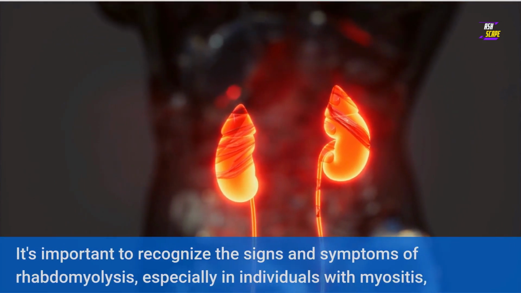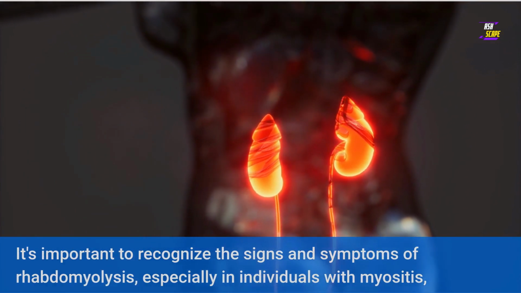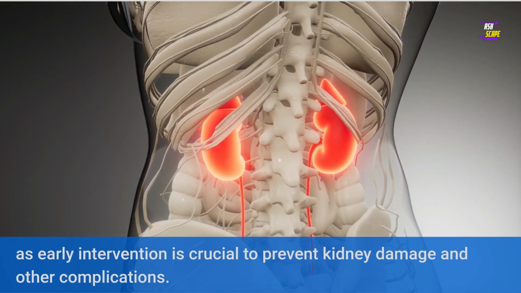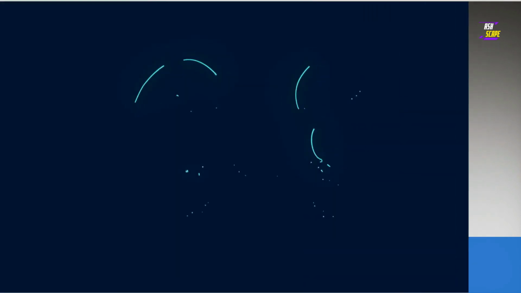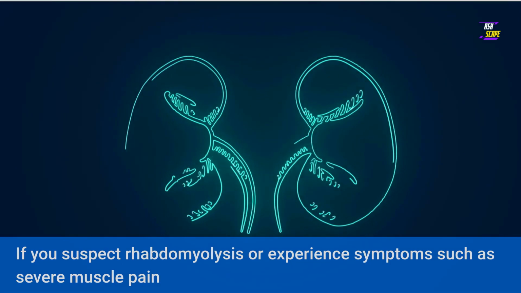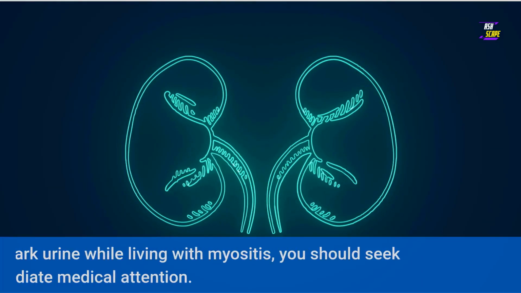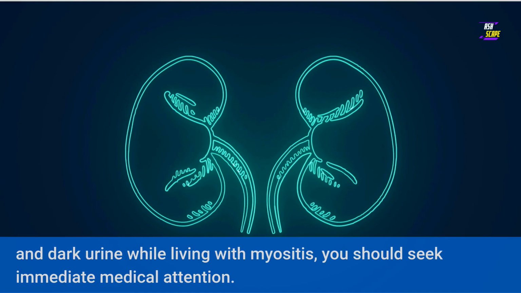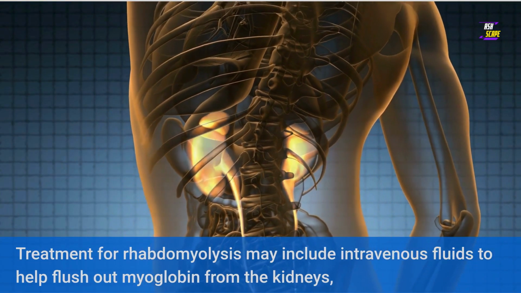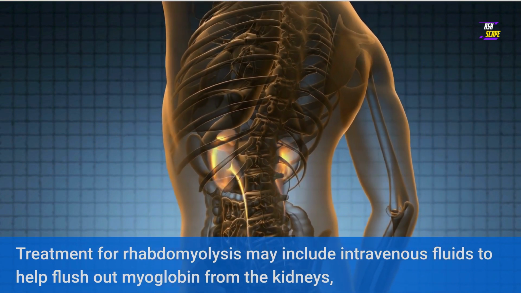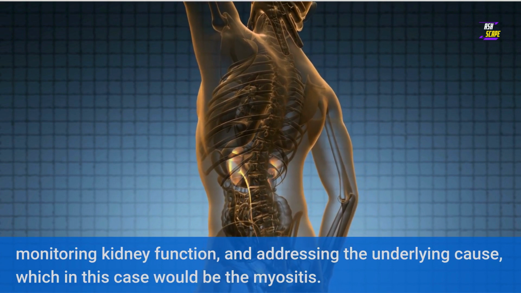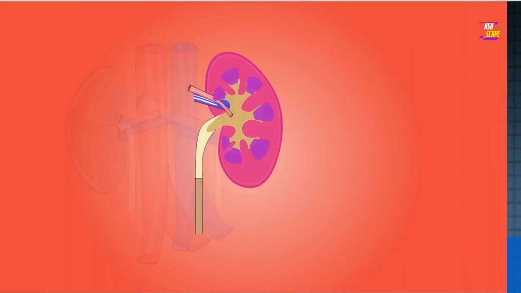It's important to recognize the signs and symptoms of rhabdomyolysis, especially in individuals with myositis, as early intervention is crucial to prevent kidney damage and other complications. If you suspect rhabdomyolysis or experience symptoms such as severe muscle pain and dark urine while living with myositis, you should seek immediate medical attention. Treatment for rhabdomyolysis may include intravenous fluids to help flush out myoglobin from the kidneys, monitoring kidney function, and addressing the underlying cause, which in this case would be the myositis.